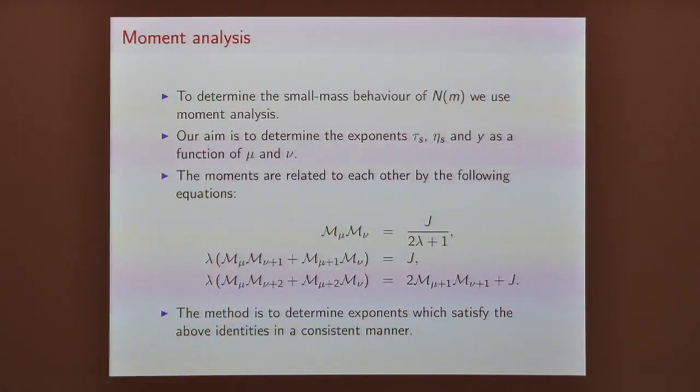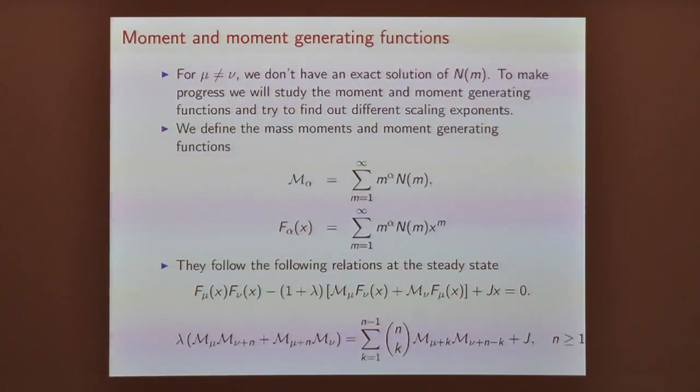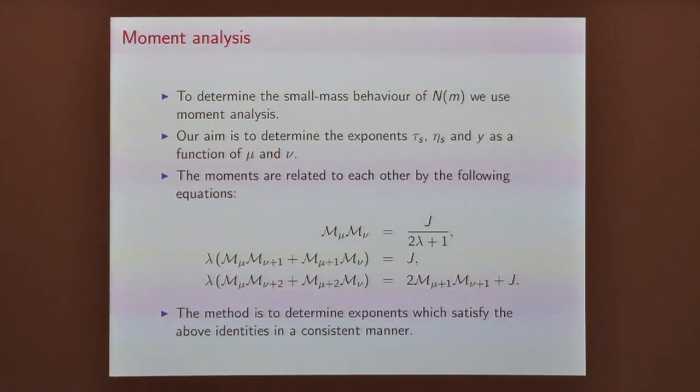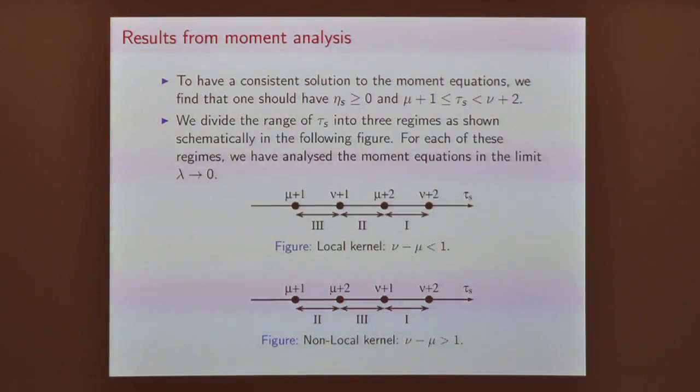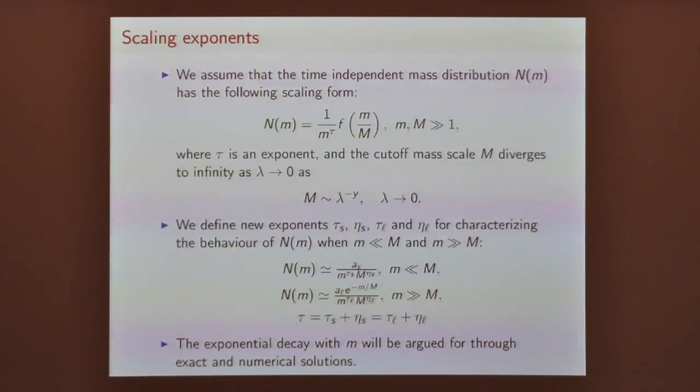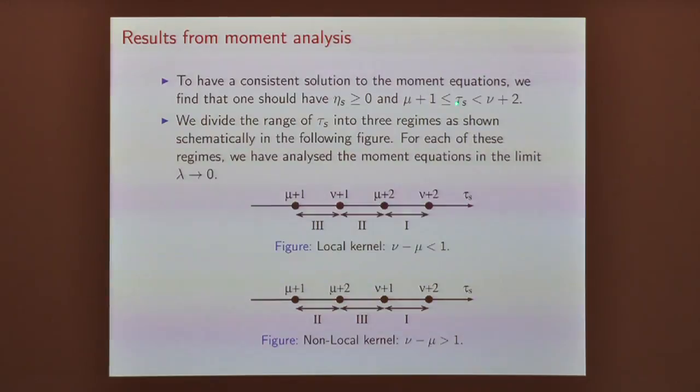Okay, so from moment analysis, if we just expand this equation, we can get relations between different mass moments. This will essentially give us a numerical method to find Nm in a self-consistent way, and also to get different exponents in terms of tau s and eta s, etc. The result we get from the moment analysis is that, first, eta s is greater than 0, with eta s given as this, and tau s should be bounded between mu plus 1 and mu plus 2.